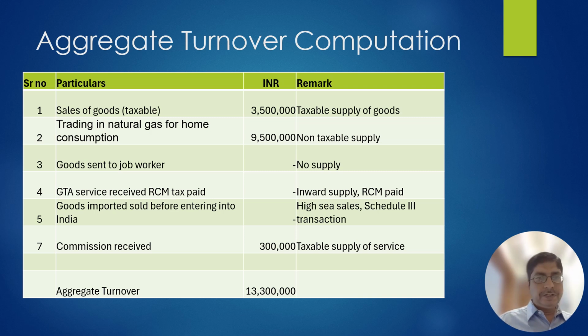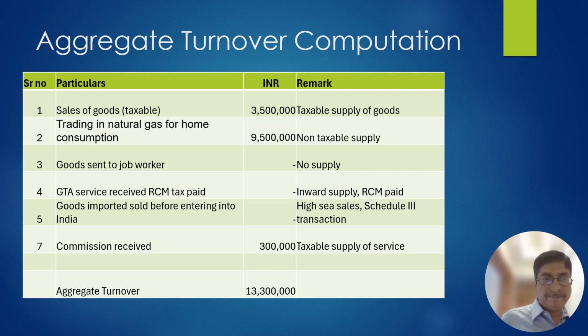Then GTA service received, RCM taxes paid. GTA service received is an inward supply. You paid on behalf of that GTA service provider. It will not form part of your aggregate turnover. It will form part of the GTA service provider's aggregate turnover. Goods imported, sold before entering into India, is a high seas sale. Such a Schedule 3 transaction is not to be considered in computation of aggregate turnover. There is no need to reverse the input tax credit also under Rule 42 of the CGST Rules.